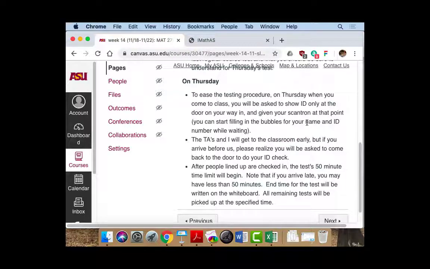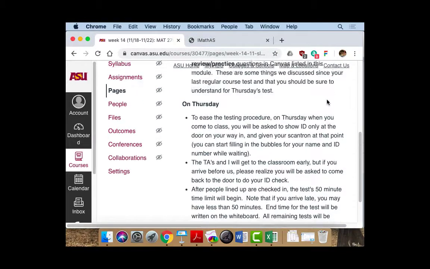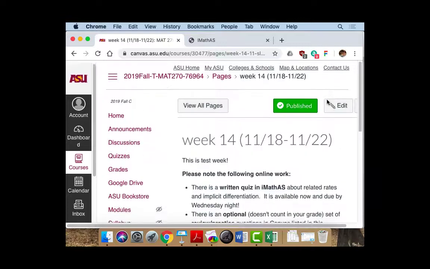And as soon as everyone's seated and has a test, then we'll start our 50 minutes. But make sure you're here on time. You don't get extra time once the 50 minutes has started. It starts at the same time for everyone. So you just get that 50 minutes, and then I'll pick up the remaining tests at the end. So that's what that last part is about on Thursday.